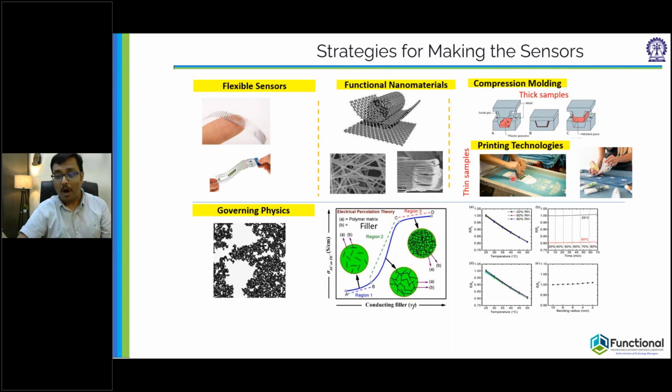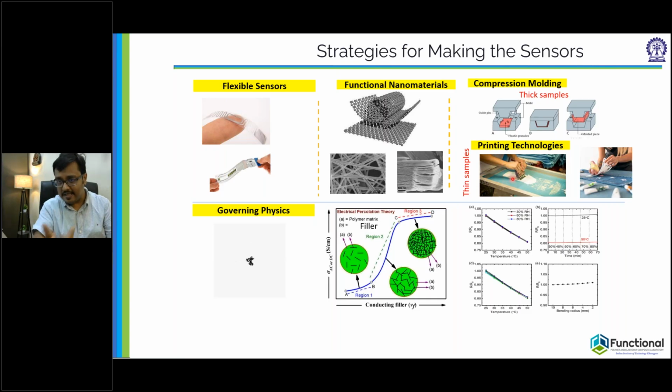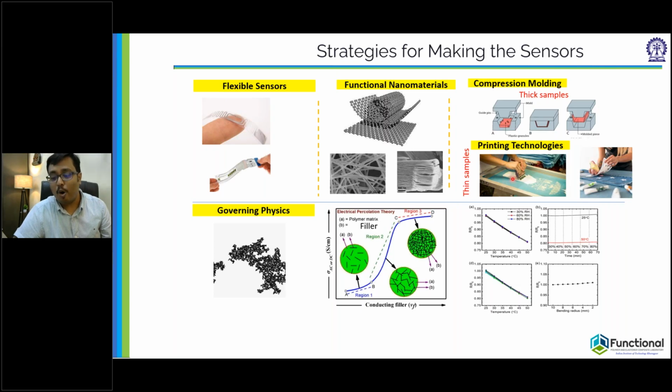Now, what we can do is utilize this type of printed sensors, or sensors developed using compression molding, for use as a class of material known as point of care devices. A point of care device is something very simple in nature. Like anyone having blood sugar knows an instrument known as a glucometer, using which you can check your blood sugar sitting at home. That is also a point of care device.